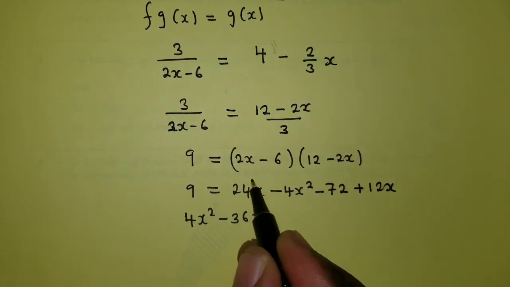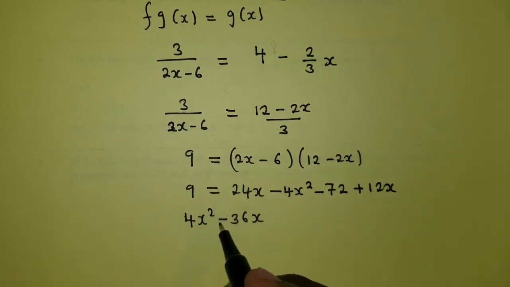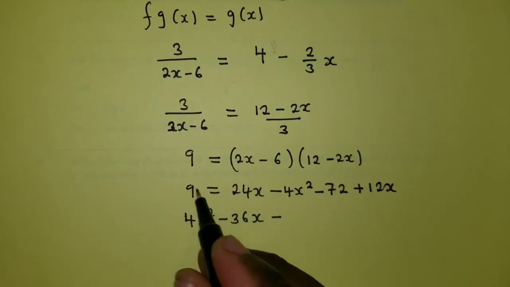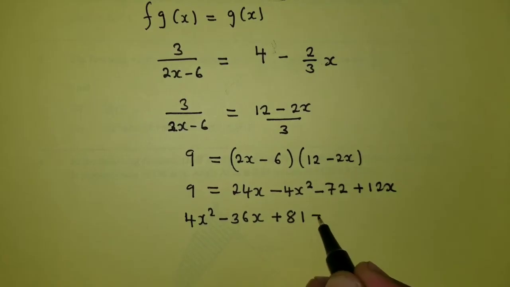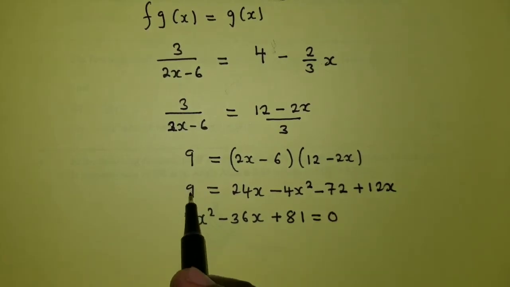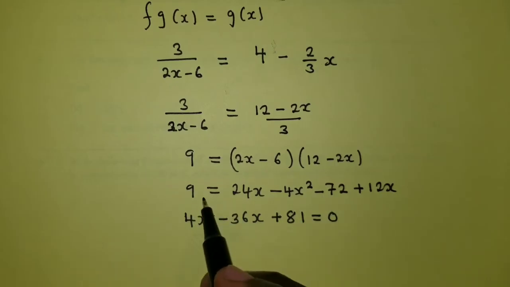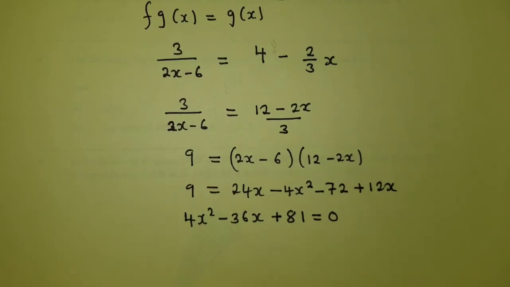So this is 24x plus 12x is 36. When it crosses the equal sign, it will be negative 36. Here it will be plus 81, which is equal to 0. So 9, when this 72 crosses the equal sign, the negative 72, it will be positive 72. And then you add it to this 9, you get 81.